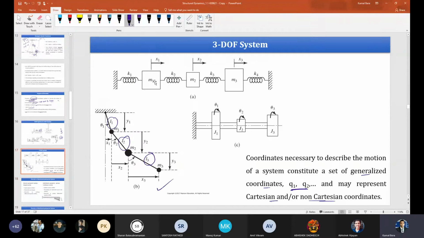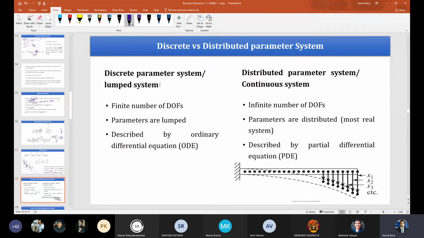As I just used the terminology discrete, discrete means here the masses are separated and lumped at one point. They are basically rigid masses. But most actual, real-life systems and structures are continuous in nature, that is, the parameters are not lumped at a particular point, like a cantilever beam, or bridges.